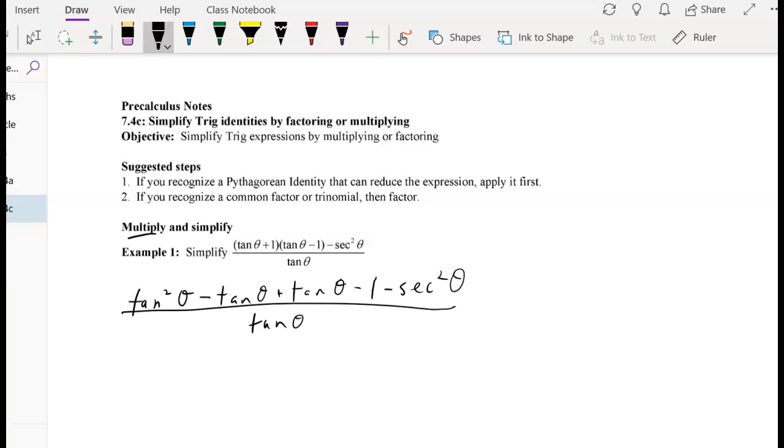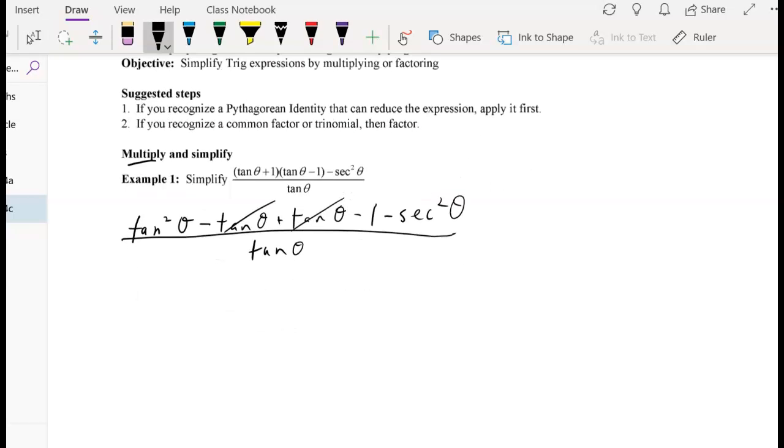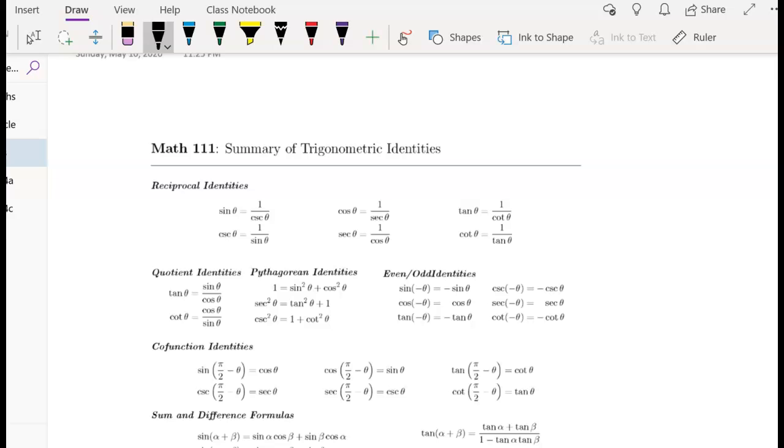The first thing is to note that these terms in the middle just cancel out. And what we're really looking at is the tangent squared of theta minus 1 minus the secant squared of theta, all over the tangent of theta. All right, now we need to simplify the numerator, and we are going to be able to get it into a single term without adding or subtracting. And now that we do have squares, the tangent squared and the secant squared, we're going to look back at our Pythagorean identities.